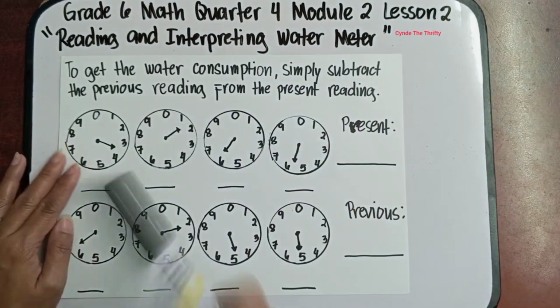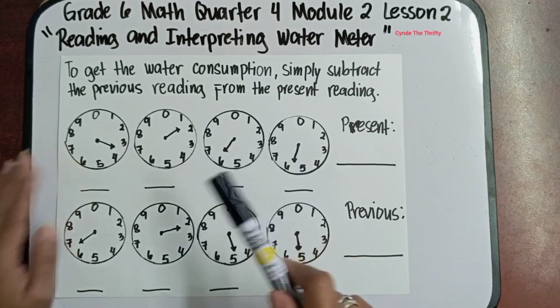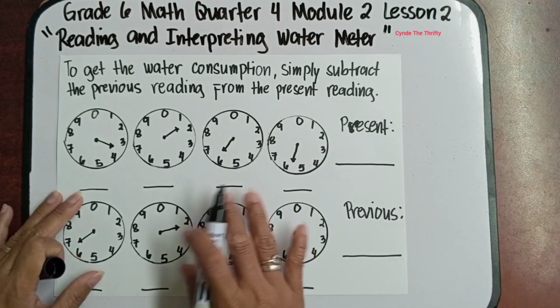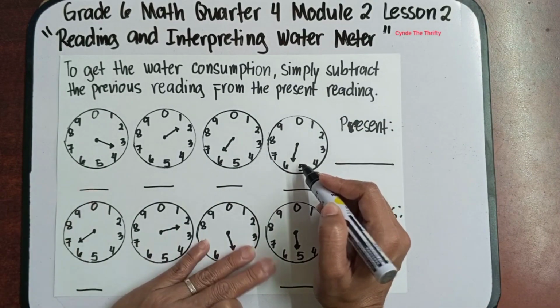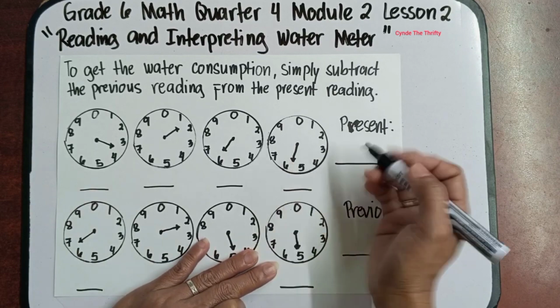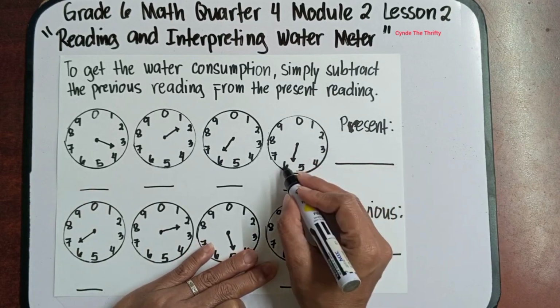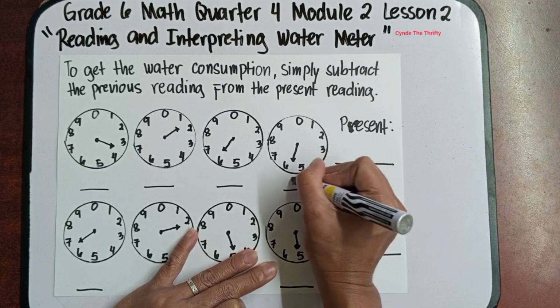So, meron tayong example dito. Ito yung ating present reading. Basahin natin ang ating analog meter. Saan tayo magsisimula? Sa right. Dito tayo magsimula sa right. Saan nakatutok ang ating dial? Nasa 5 kasi hindi pa siya umabot ng 6. So, isulat natin si 5.